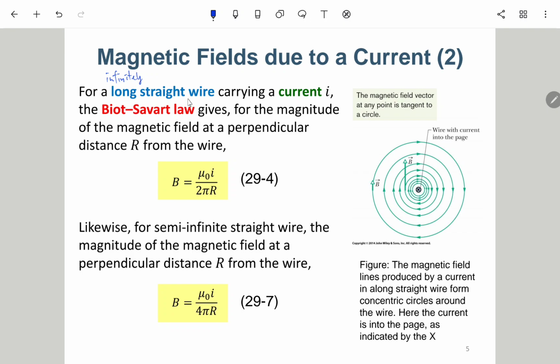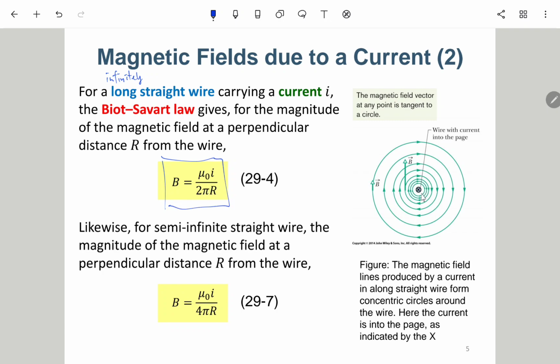And of course it is straight, carrying a current I. The Biot-Savart law gives, for the magnitude of the magnetic field at a perpendicular distance r from the wire, the closed form solution B equals mu naught I over 2 pi r. So it will occur very, very frequently. Probably you should be able to remember it.